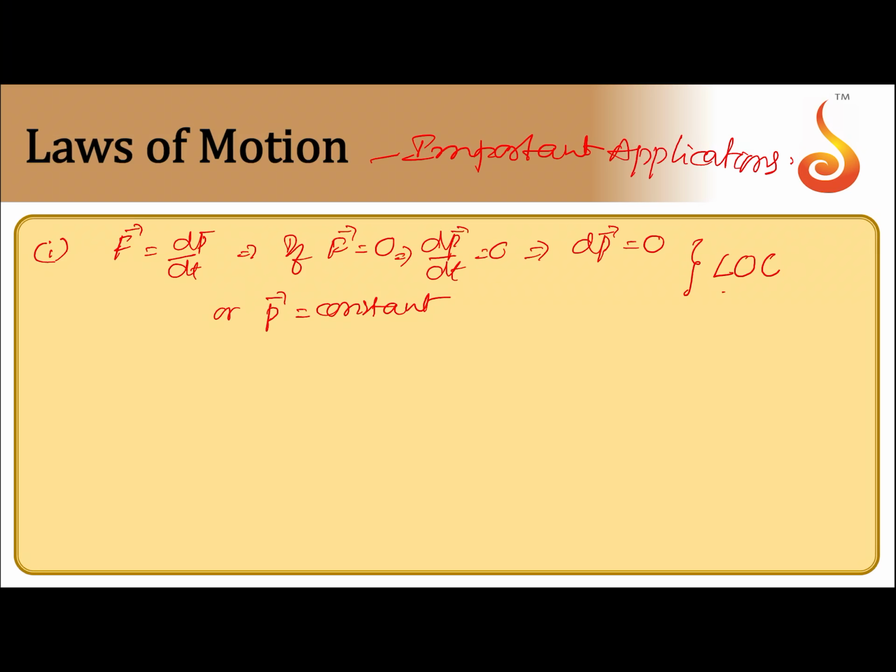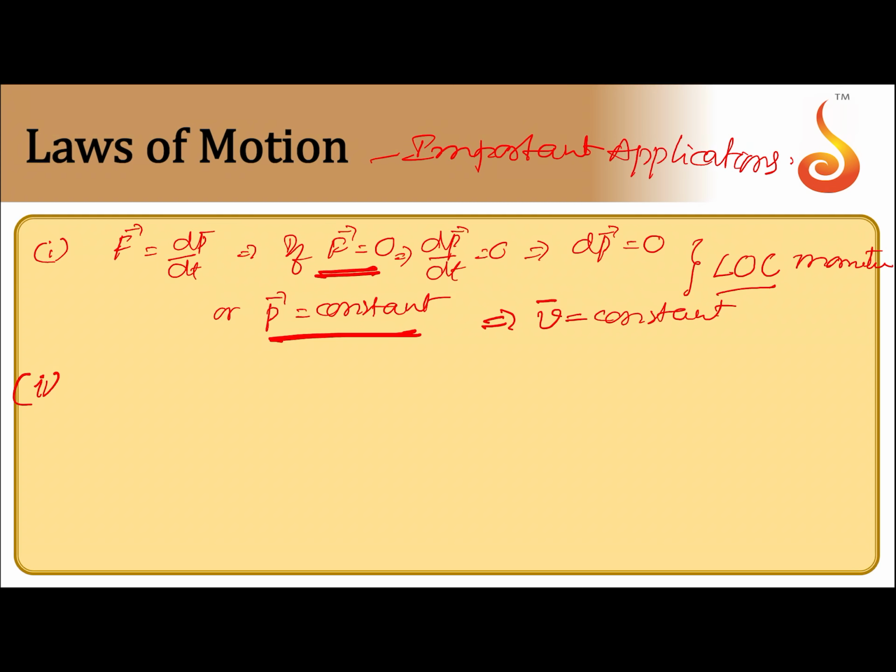Law of conservation of linear momentum, according to which if the net force acting on an object is 0, then its linear momentum is conserved. If linear momentum is conserved, there is no change in momentum, right? It generally implies that for a constant mass system, its velocity is also constant. So, velocity does not change if the mass of the system is constant. This is law of conservation of momentum.